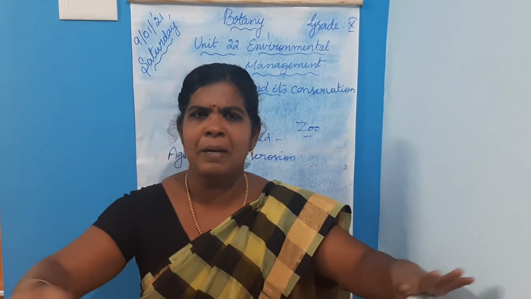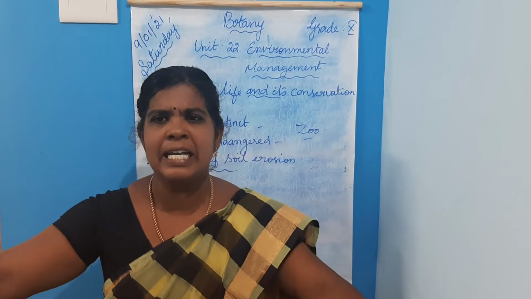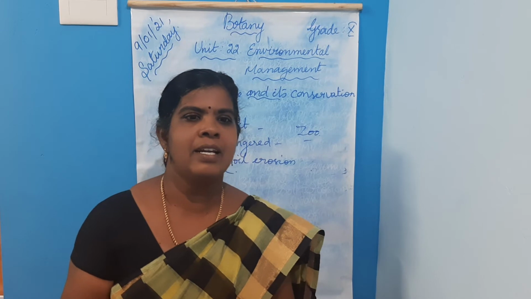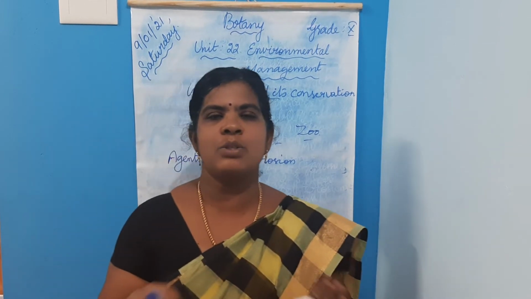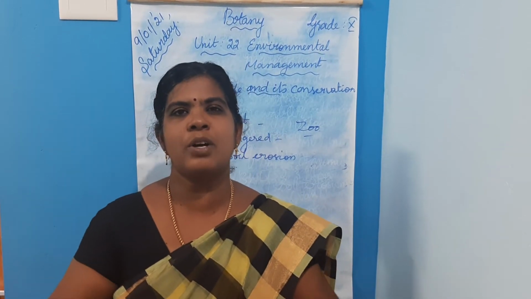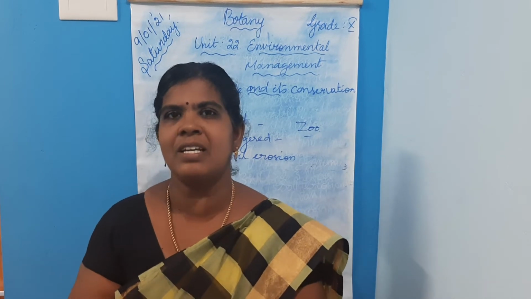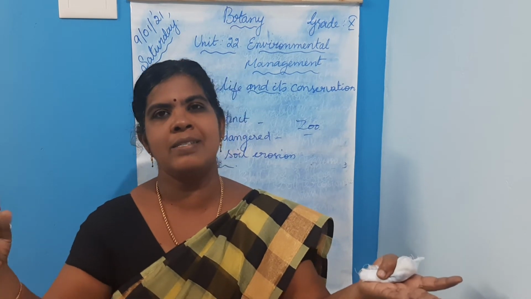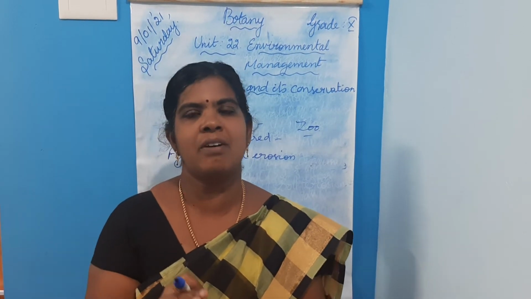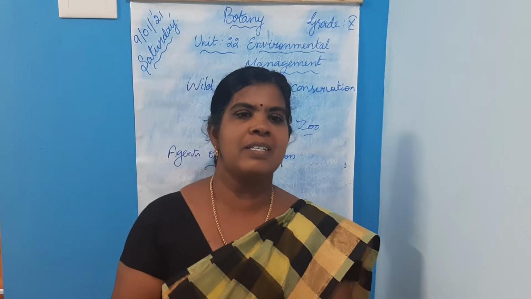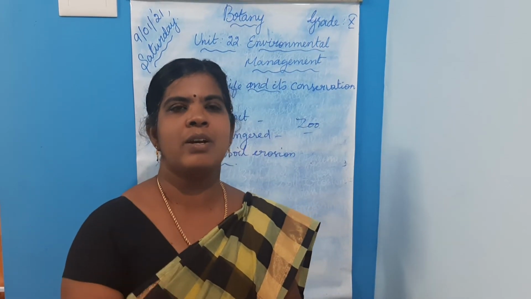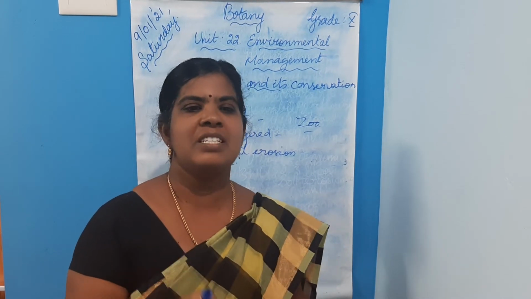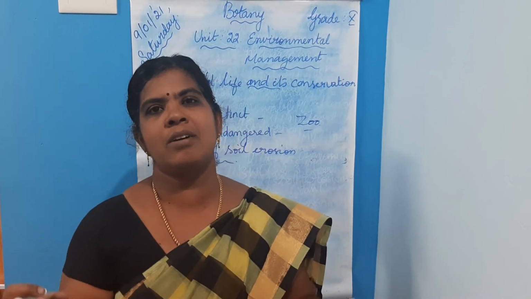If there is more vegetation in an area, we cannot find the soil there, isn't it? So retain vegetation cover so the soil is not exposed. If there is no vegetation or if it is a barren land, the soil is exposed. The soil is easily blown away by wind and washed away by rainwater, isn't it? So how to prevent soil erosion? First one is retain vegetation cover so that soil is not exposed.